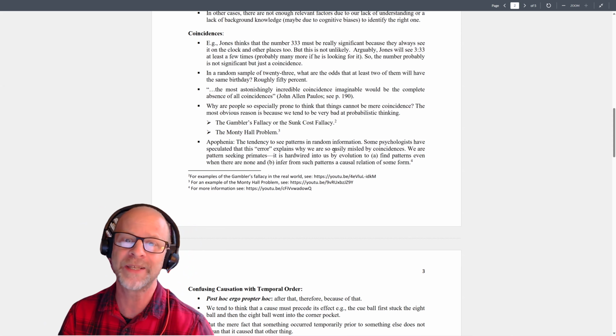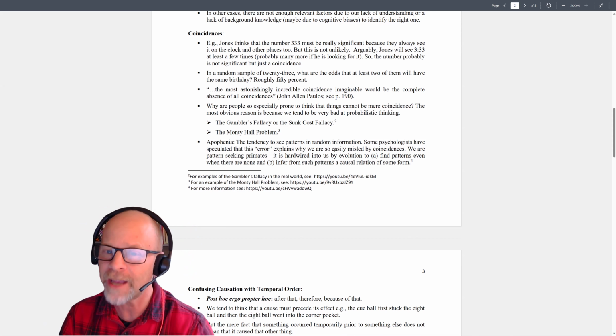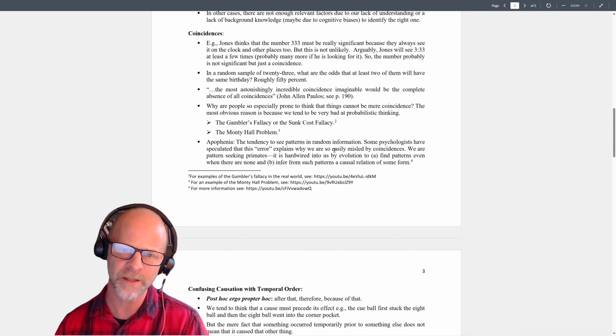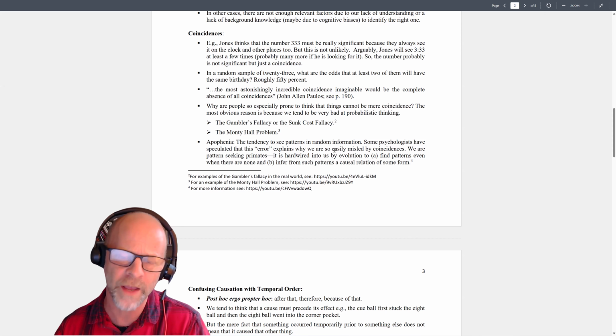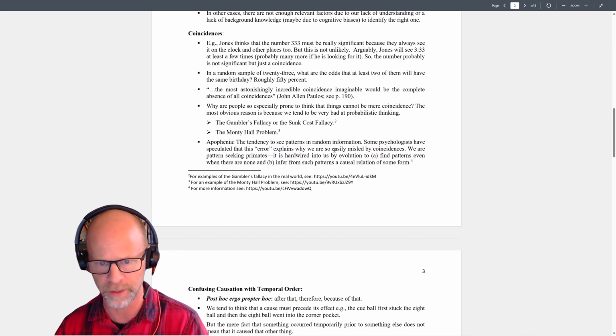So the number probably isn't really that significant altogether. Rather, it's likely that it's just a mere coincidence. Now, I think it's likely that a very good reason why this tends to be the case is because people are really quite bad at probabilistic thinking.